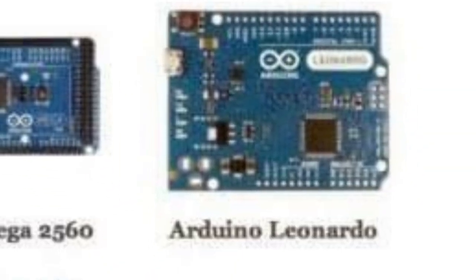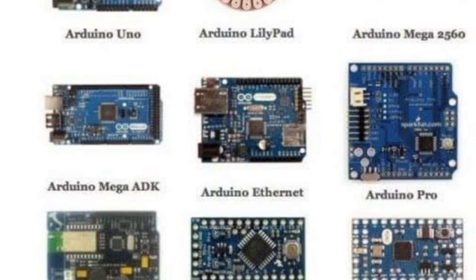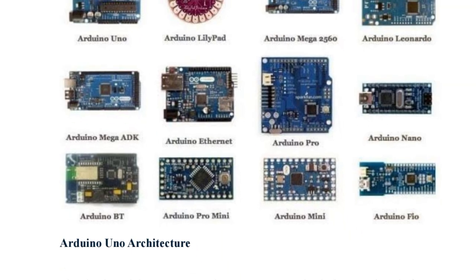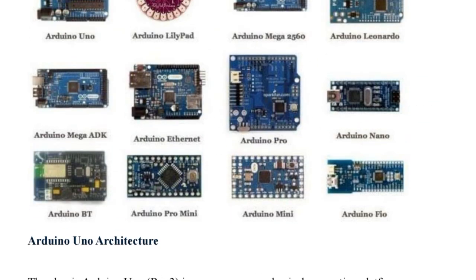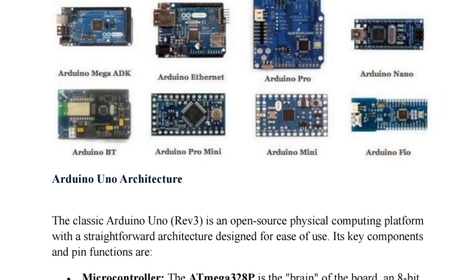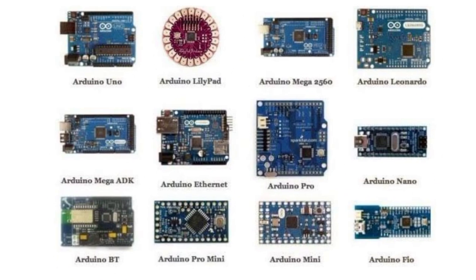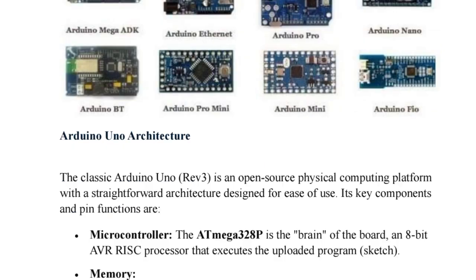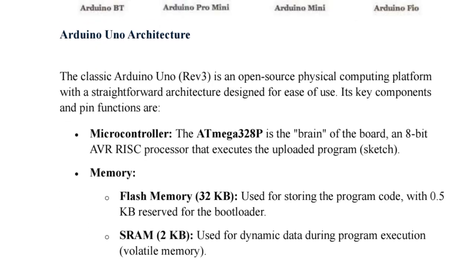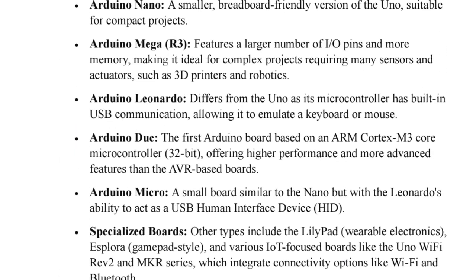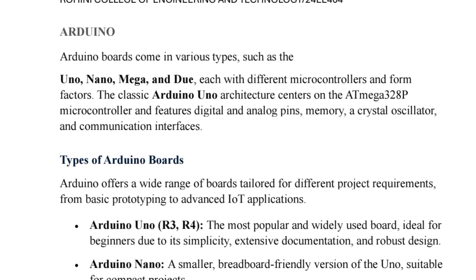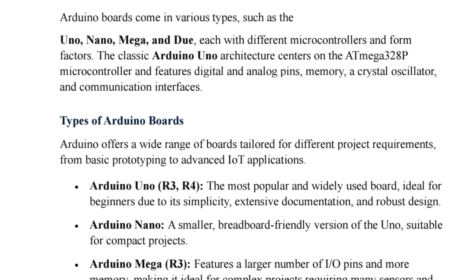And this is Arduino Leonardo. And the next ones are Arduino Mega and Arduino Ethernet, Arduino Pro, Arduino Nano, Arduino Pro Mini. So like that, so many types of boards are there. Each board or each microcontroller supports different functions. Here we have listed some functions of Arduino boards.